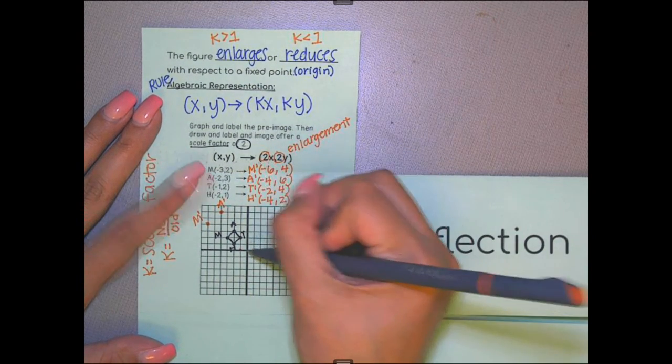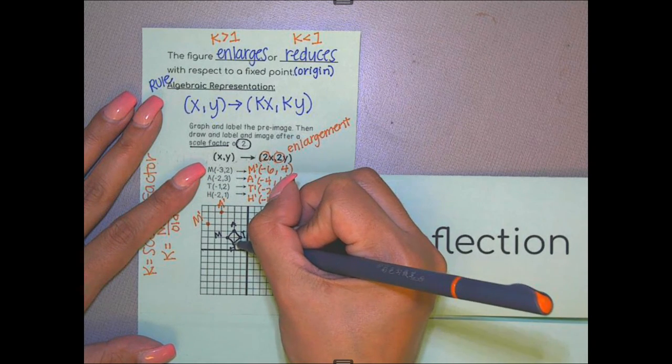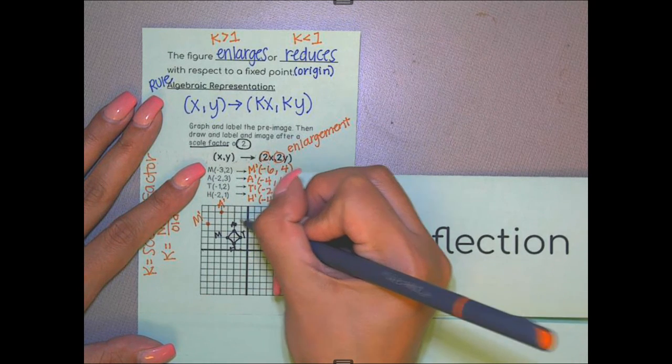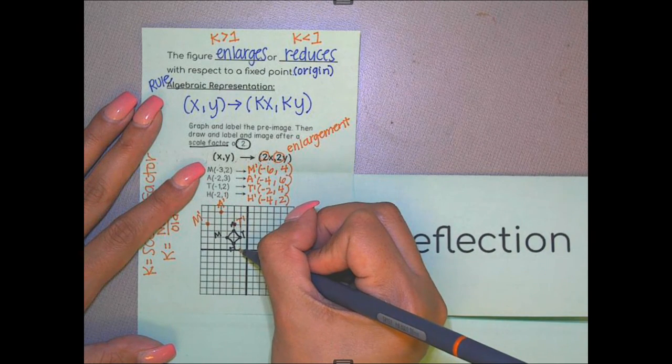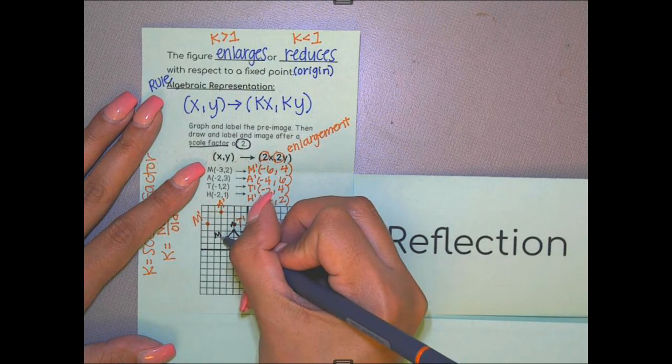T is at negative 2, 4. 1, 2, 1, 2, 3, 4. T prime. And then H is at negative 4, 2. 1, 2, 3, 4. 1, 2.